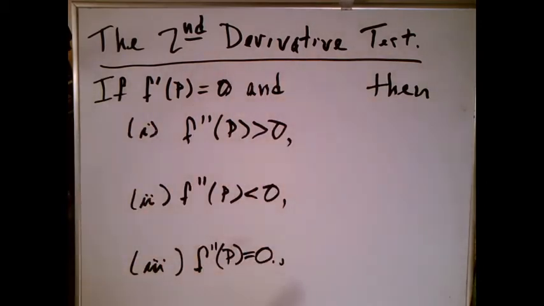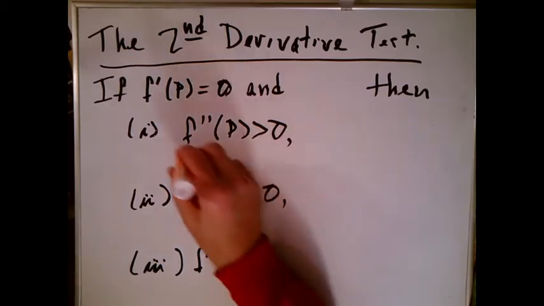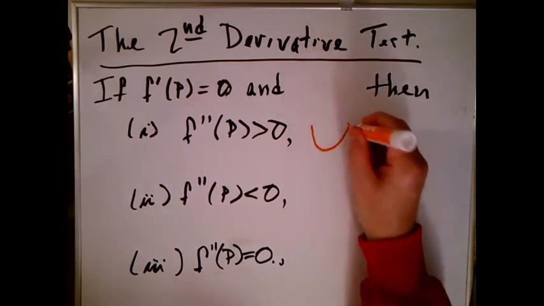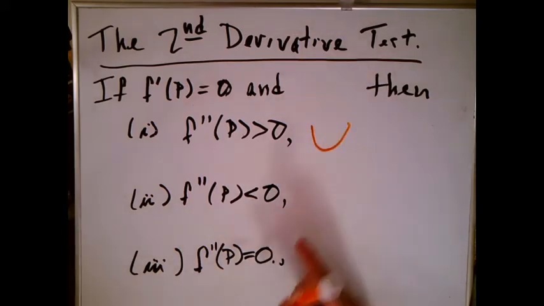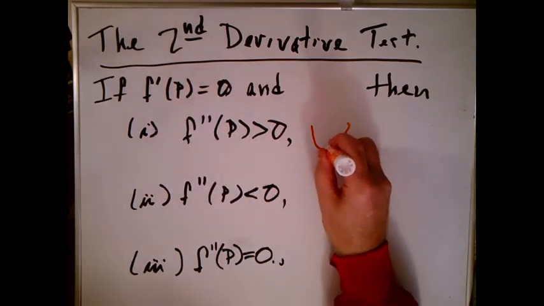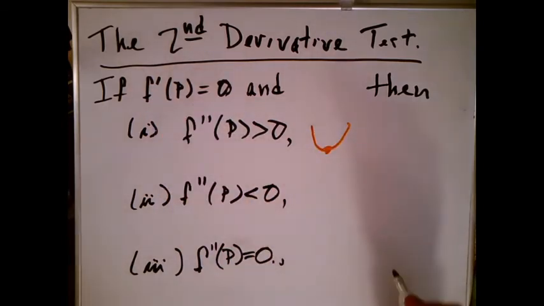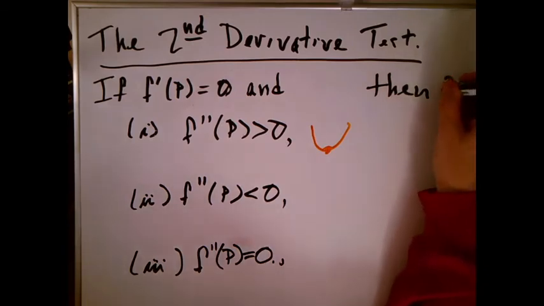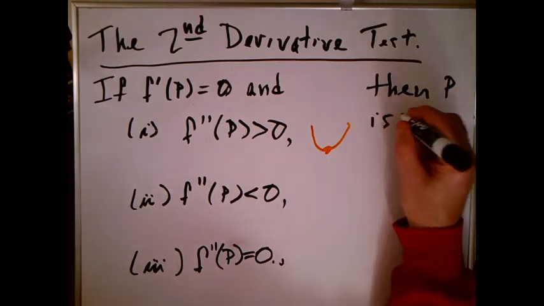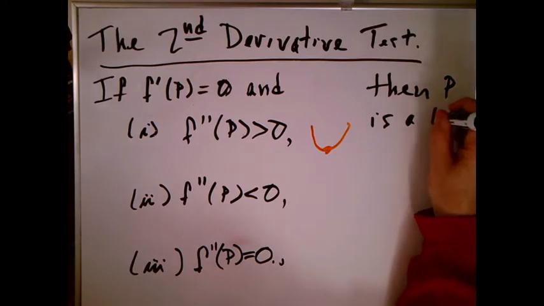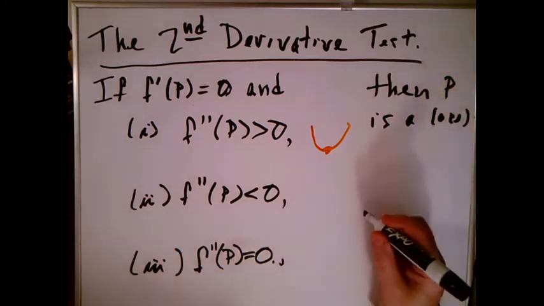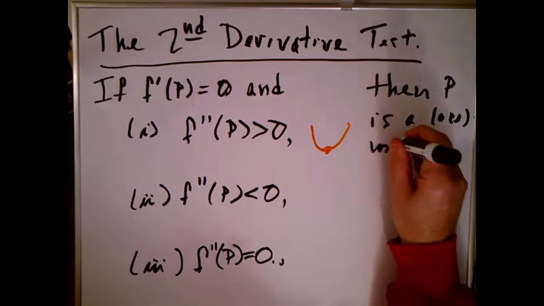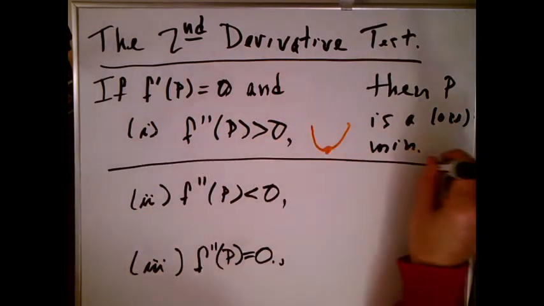if the first derivative at a point is 0, remember that's a critical point, and you happen to know that the second derivative is positive. Well, let's just, in the middle here, put a little picture of what happens. If the second derivative is positive, you know you're looking at part of a smiley graph. If you're looking at part of a smiley graph where the derivative is 0, you've got to be here, right? And that's just going to tell us that P is a local min. Local min. And that's the first part of the second derivative test.